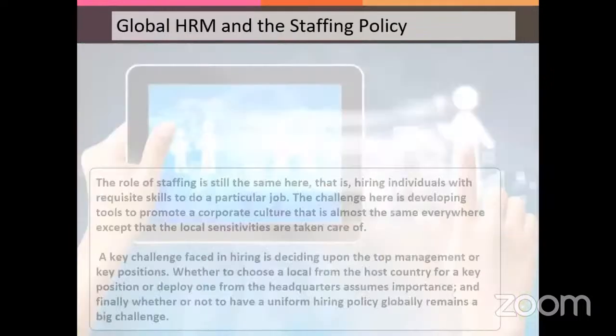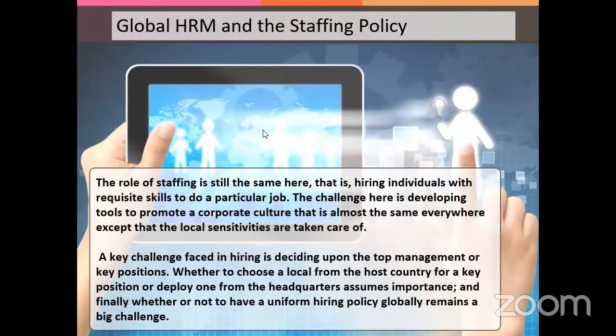Now, let's quickly look at the global HRM and the staffing policies that exist across the global HRM domain.